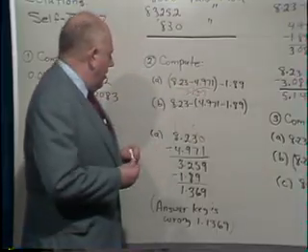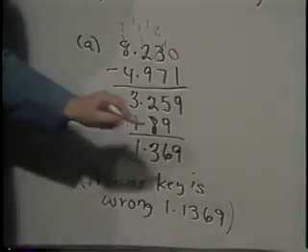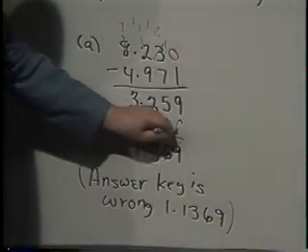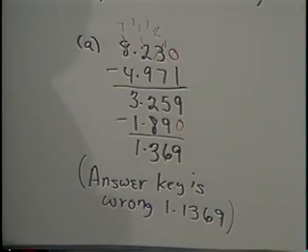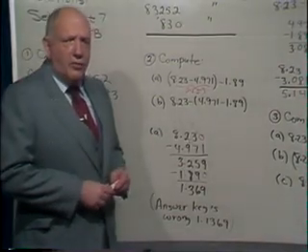Then what do we do next? We subtract the 1.89 from that. Here I could put the 0 in if I want, but I don't have to. But I simply subtract 1.890 from 3.259. Once the decimal point is in place, the problem is just like a whole number problem.